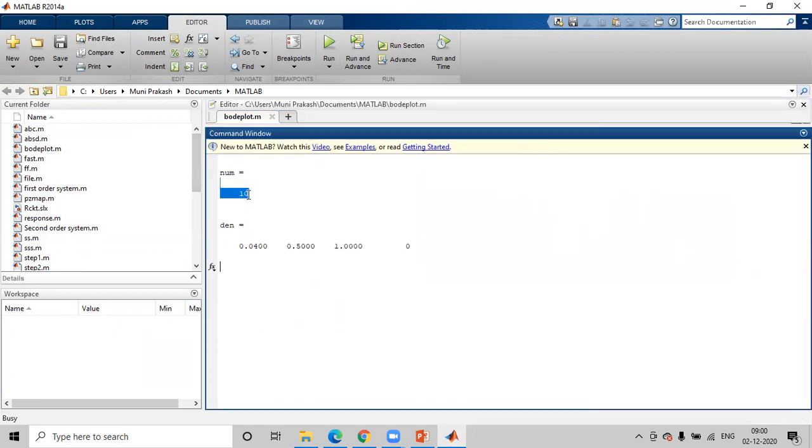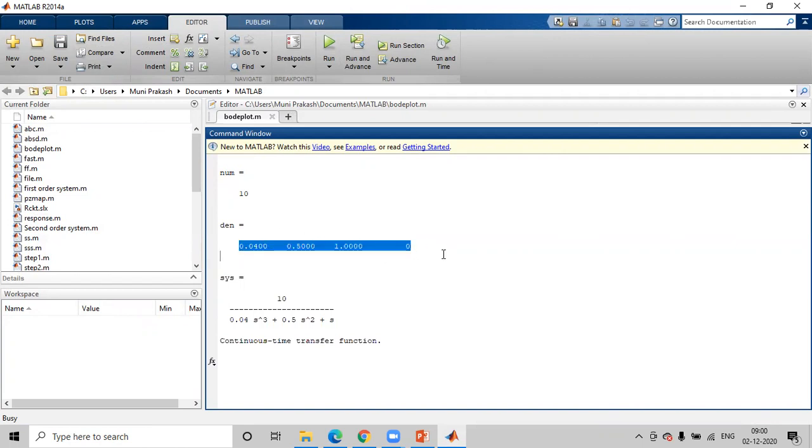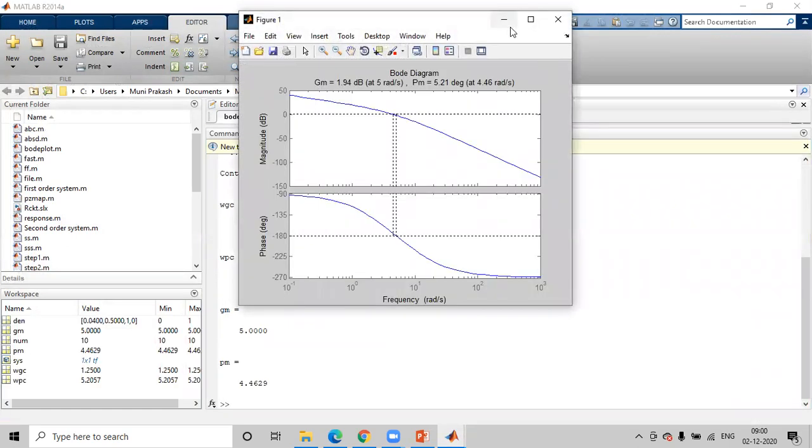The numerator we gave as 10, and the denominator coefficients are 0.04, 0.5, 1, 0. By using the numerator and denominator, the system transfer function is 10 by 0.04 s cube plus 0.5 s square plus s. For this transfer function, we applied the Bode plot. We applied the Bode of the system. Now the graph will come and all the parameters also will come.